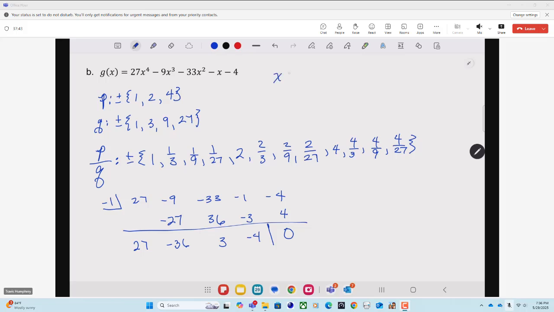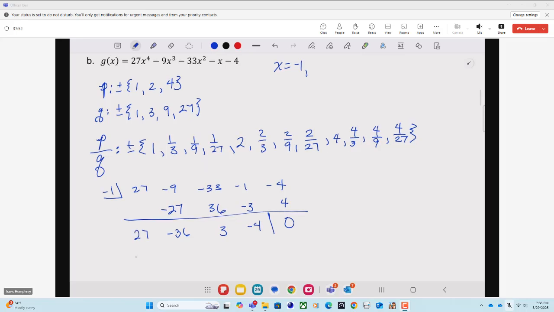Okay, so start our list. X equals negative 1. Now the problem with this one is this is a 4th degree, so our quotient is going to be a 3rd degree. So I can't use a quadratic formula on the next step to find the next factors, I have to do synthetic division again.